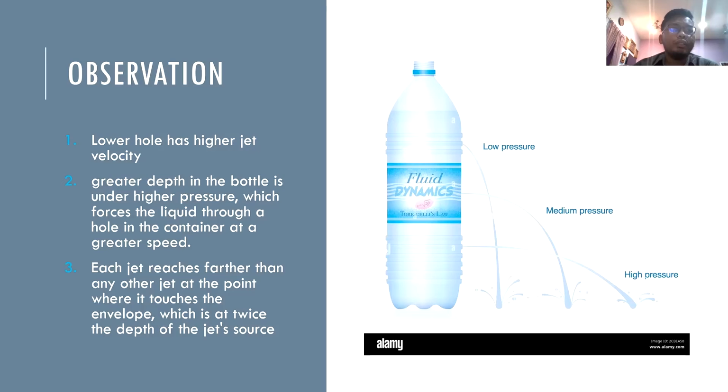Number 3, each jet reaches farther than any other jet at the point where it touched the envelope, which is at twice the depth of the jet source.